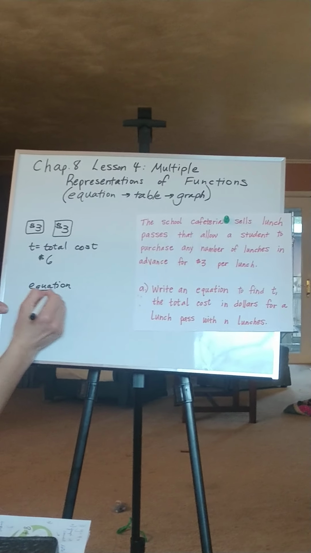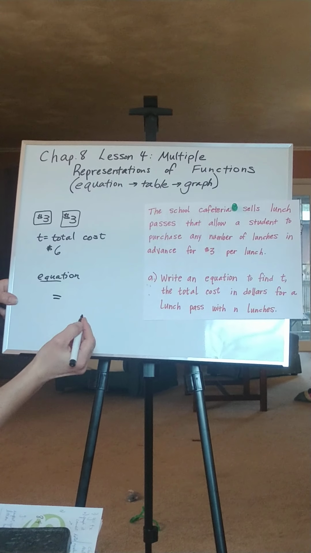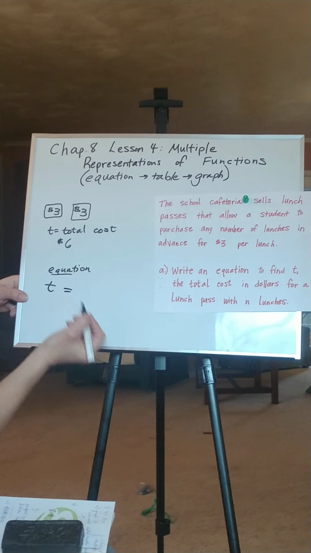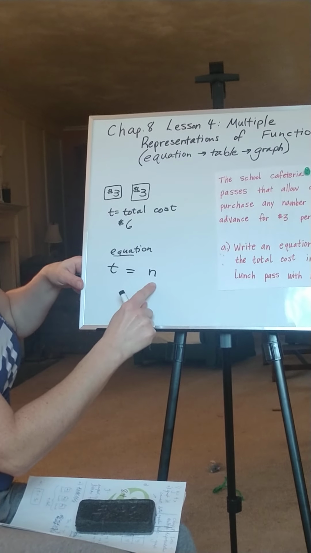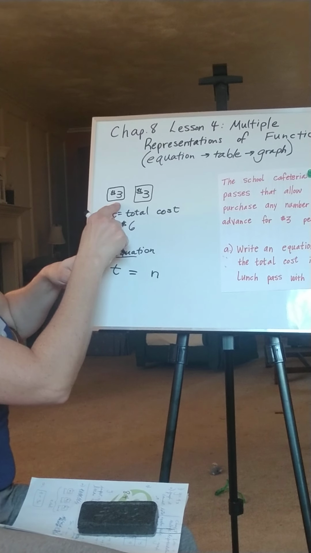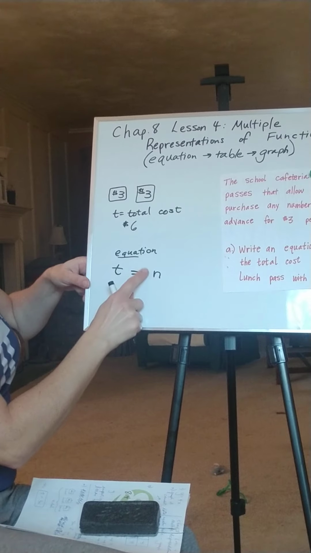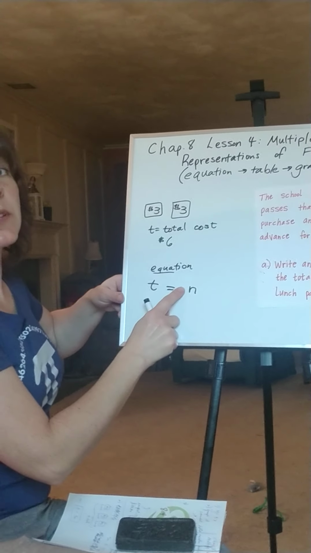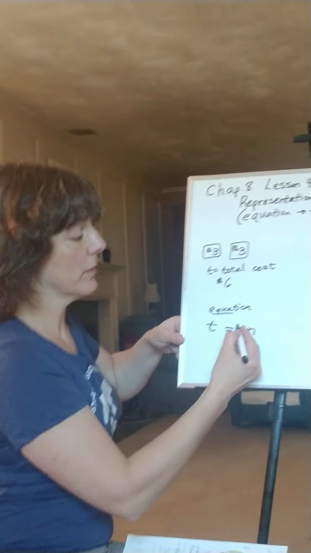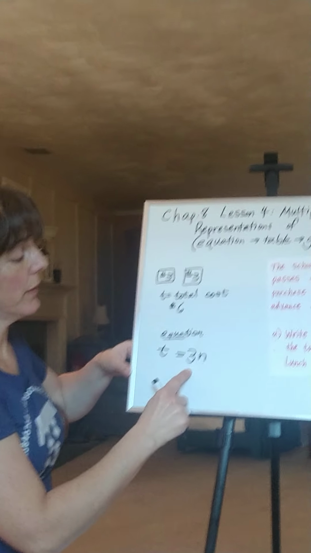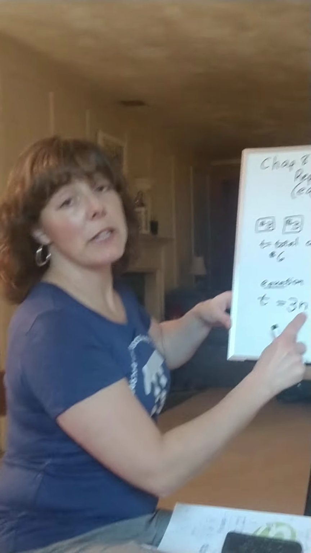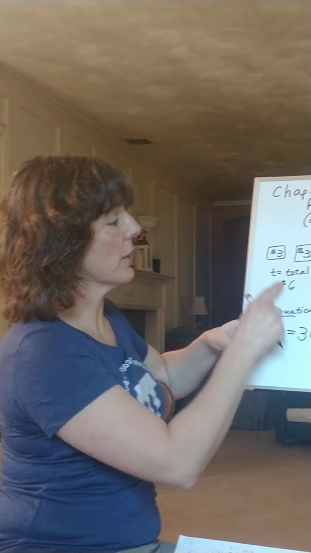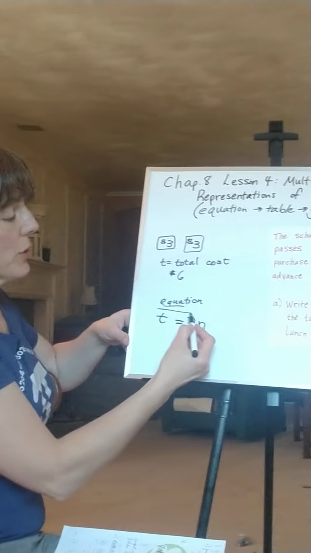So we want to write an equation, so we know it's going to have an equal sign. And the total cost is going to be T. But now we need to put an N on this side to show the number of lunches. Since each lunch costs $3, what will be our coefficient, or our number that goes in the front? It's going to be a 3. This way, if you buy one lunch, the total cost is $3. If you buy 2 lunches, the total cost would be $6, just like up there. So our equation is T equals 3N.